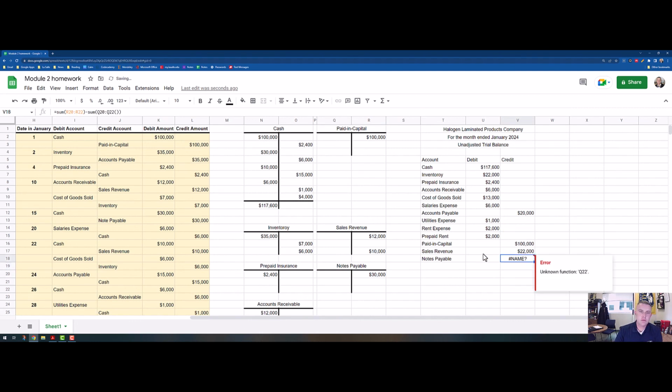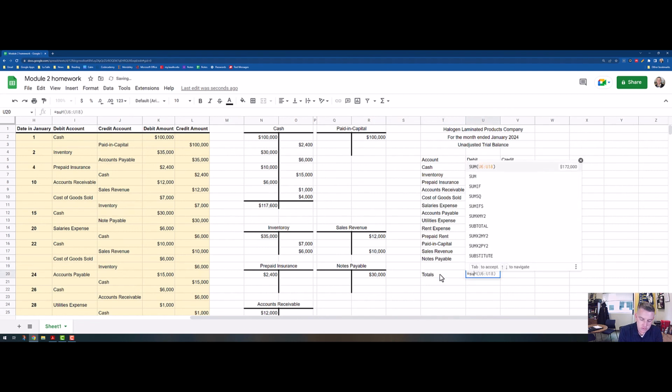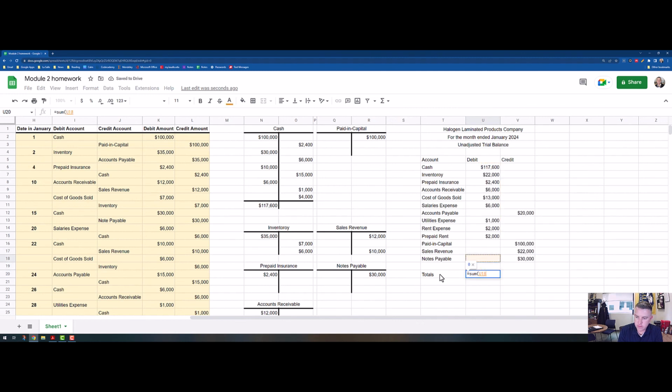Oh, come on. Google Sheets, you're driving me crazy. What do we do here? Oh, I got an extra parenthesis in here. Get out of there. Alright, so if I did this correctly, I should have total debits equal to total credits. So I'm going to say sum of these guys, right, and then I'm going to say sum of these guys. What does that look like? Alright, we got it. First try.